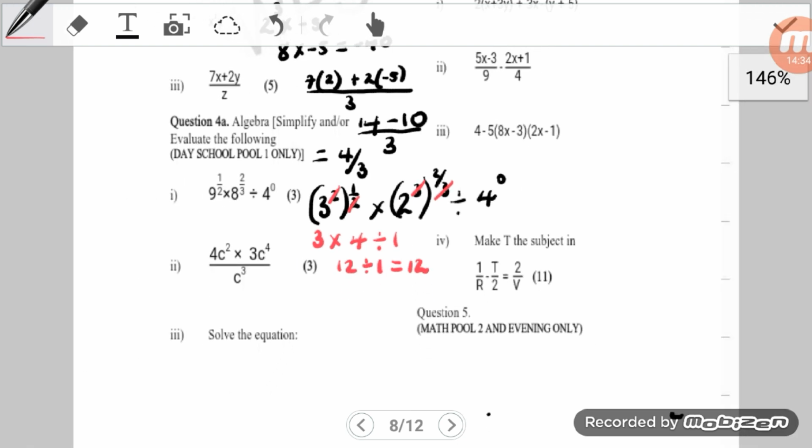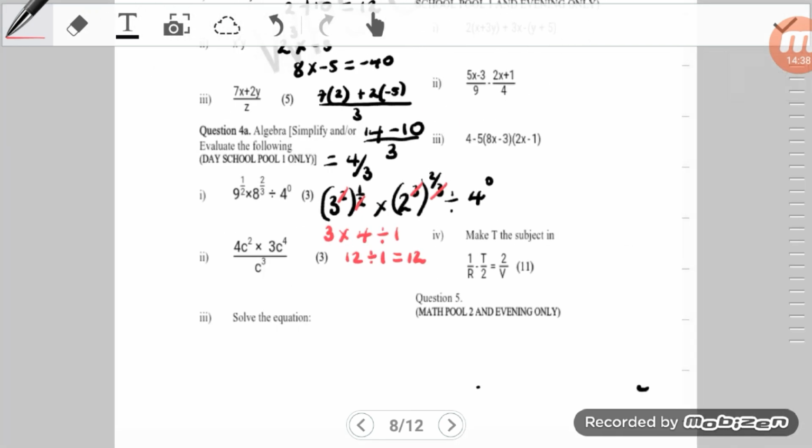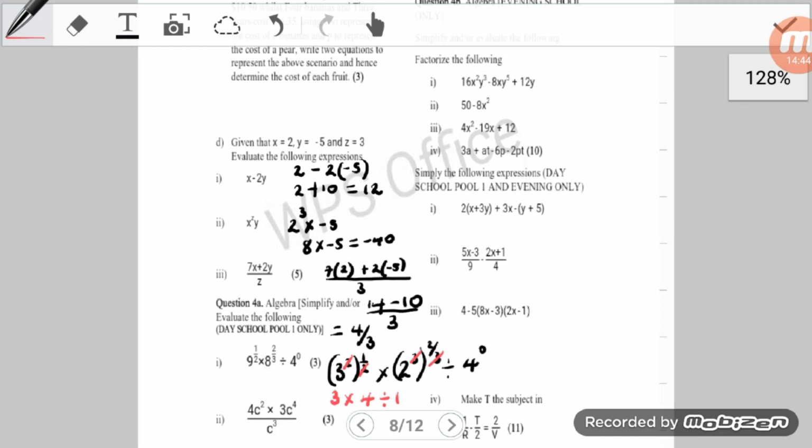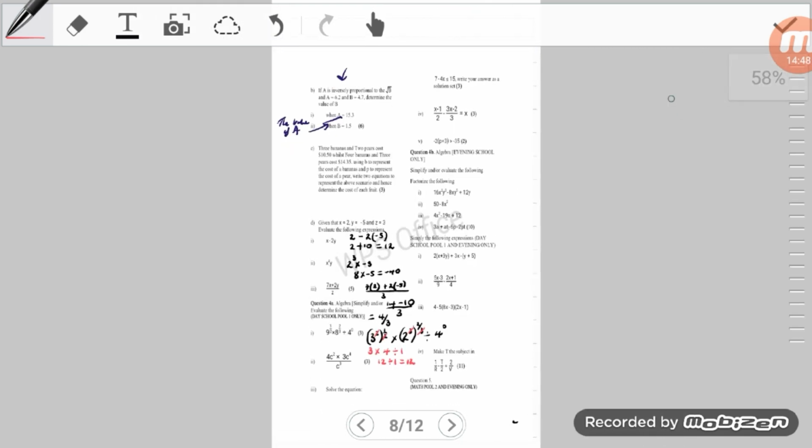Okay, let's move right along to the next question. All right, I may have to do this problem down into this space here, because this question here, solve the equation, is actually at the top. Yeah, okay, so here we go.